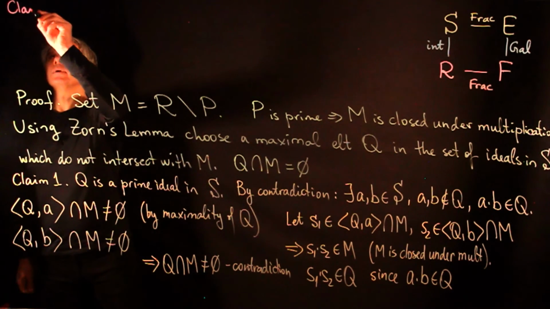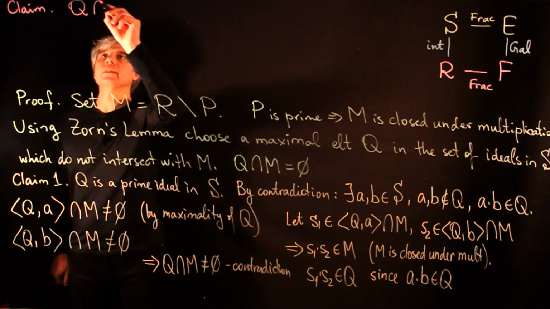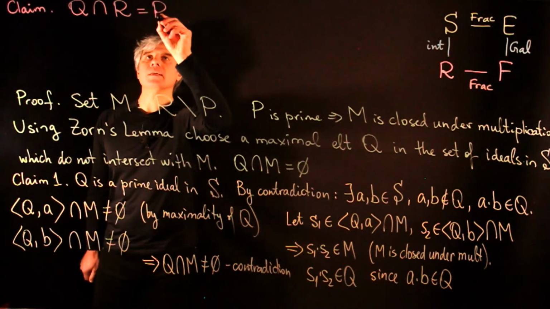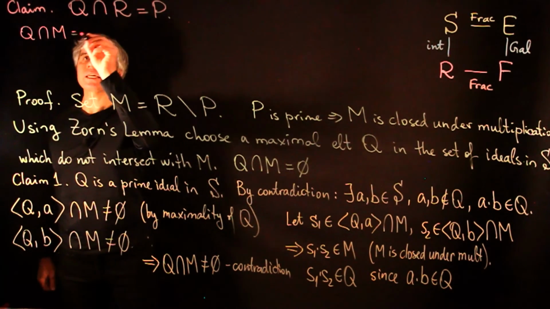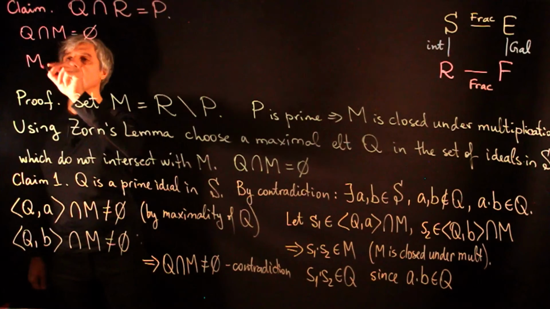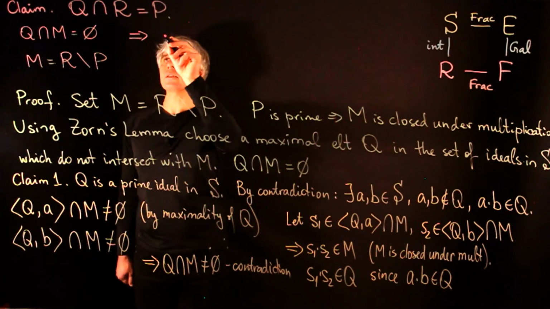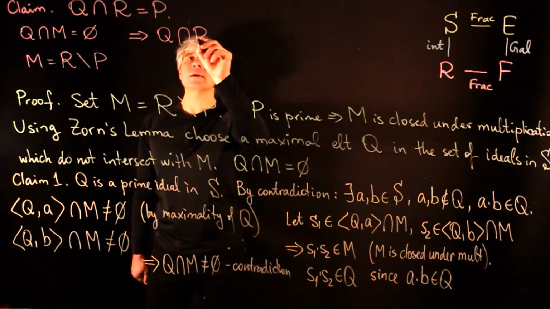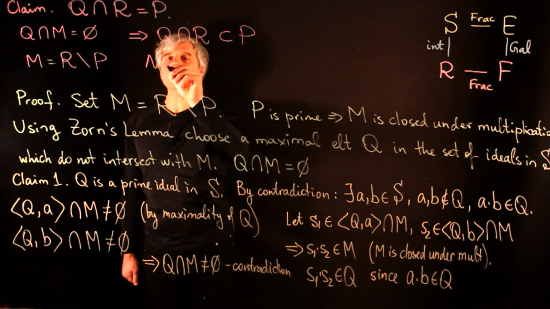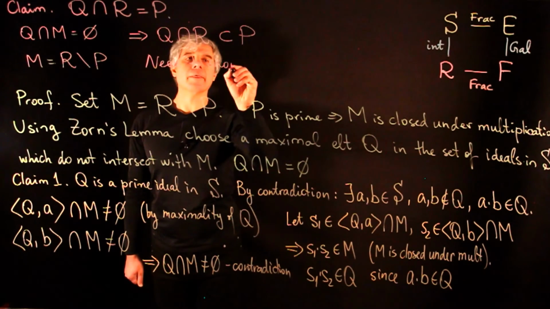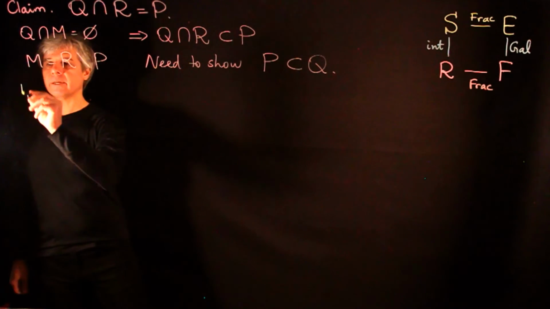Our second claim is that the ideal Q lies over P. So this means that Q intersected with R is equal to P. By construction, we know that Q intersected with M is empty, and M was R without P. This tells us that Q intersected with R must be inside P. And to prove this equality, we only need to show that P is inside Q. Let us prove this by contradiction.